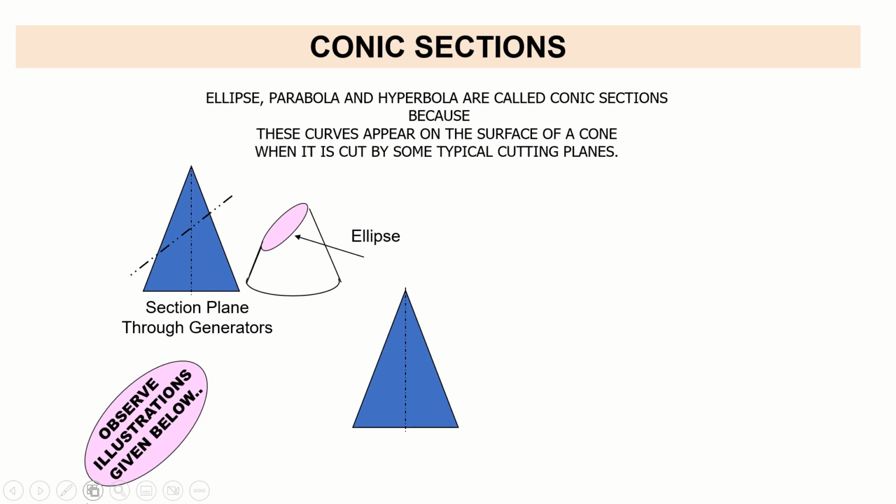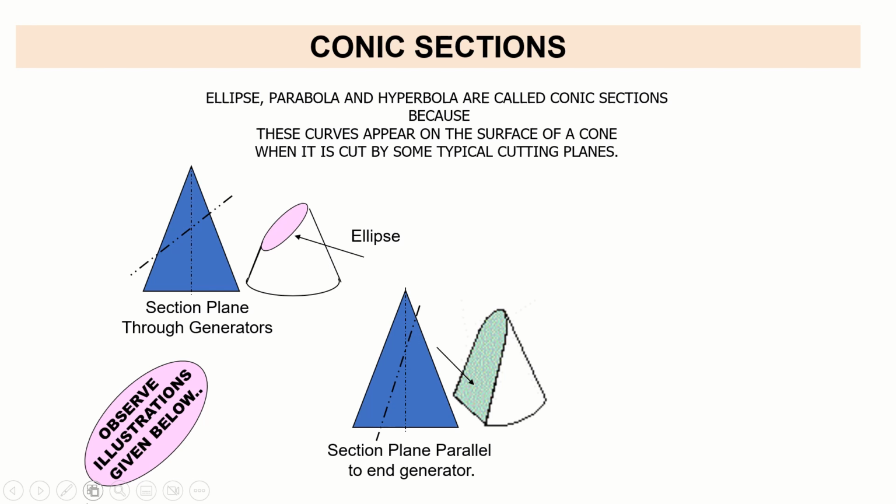Similarly, here is a cone which is again intersected by a plane, and the plane is parallel to one generator and is intersecting only one generator and the base. Now you can see we can obtain a parabola.